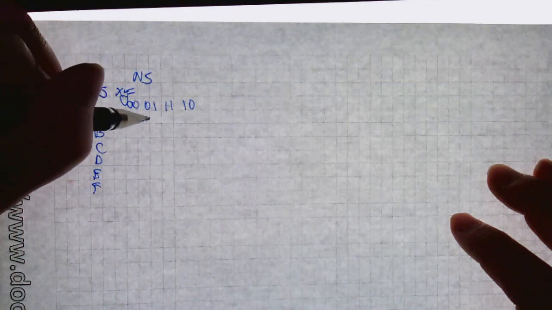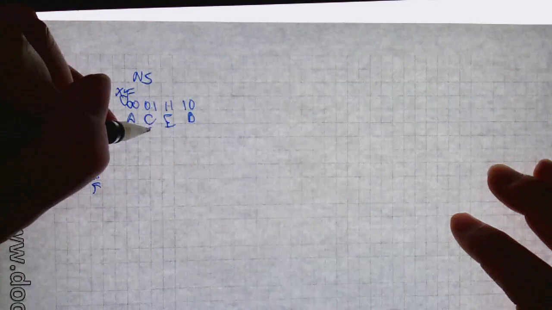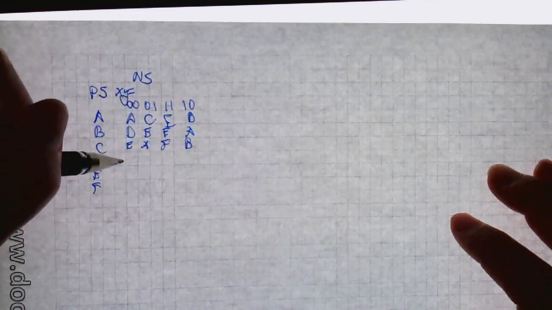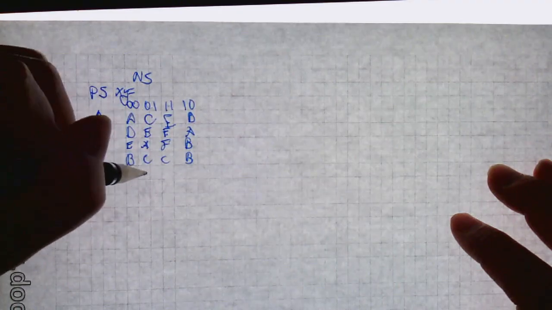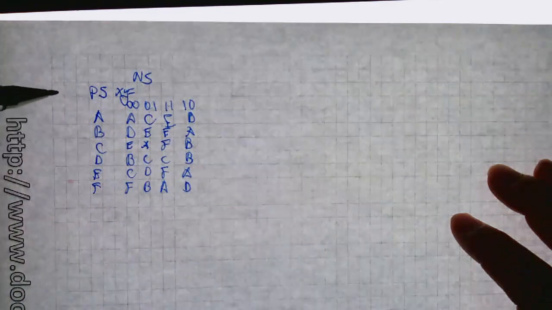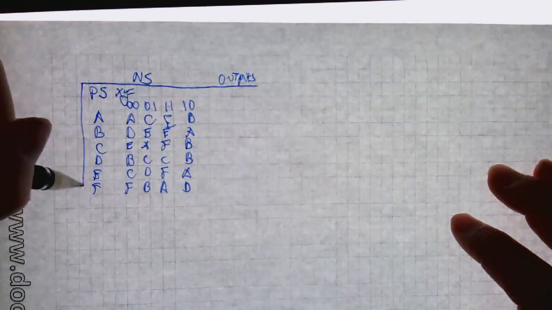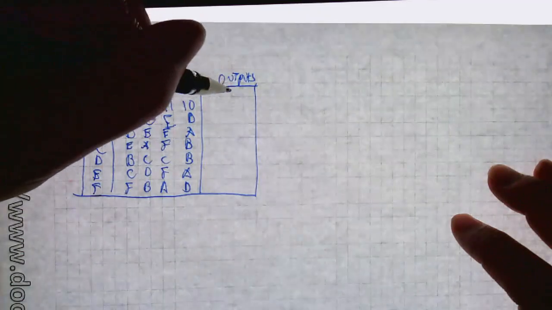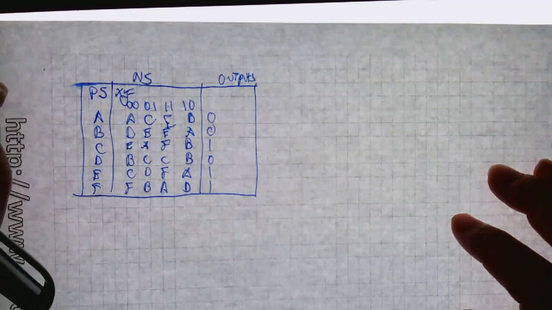And then A, C, E, D, D, E, E, A, E, A, F, B, B, C, C, B, C, D, F, A, F, B, A, D, and the outputs 0, 0, 1, 0, 1, 1. And that is what it says on the paper.